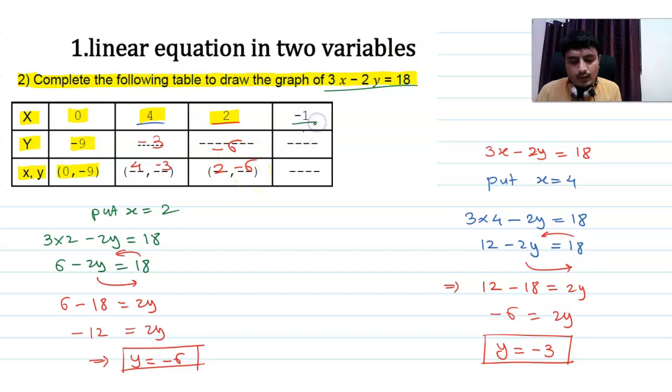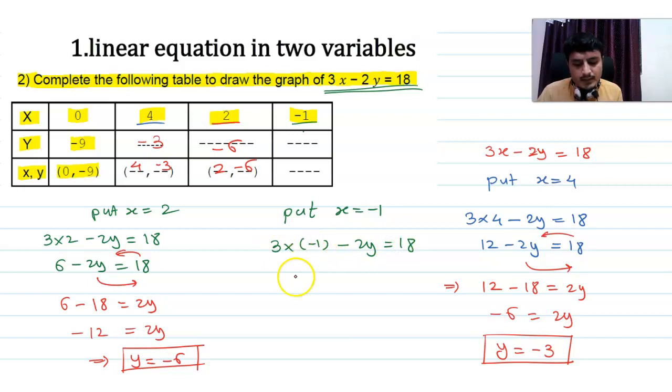We are given the value of x is minus 1. So for x equals minus 1, let's replace x by minus 1 in the given linear equation in two variables, that is 3x minus 2y equals 18. We are getting 3 into minus 1 minus 2y equals 18. So 3 into minus 1, 3 ones are 3, with the minus sign we have minus 3 here, then minus 2y, that is equal to 18.